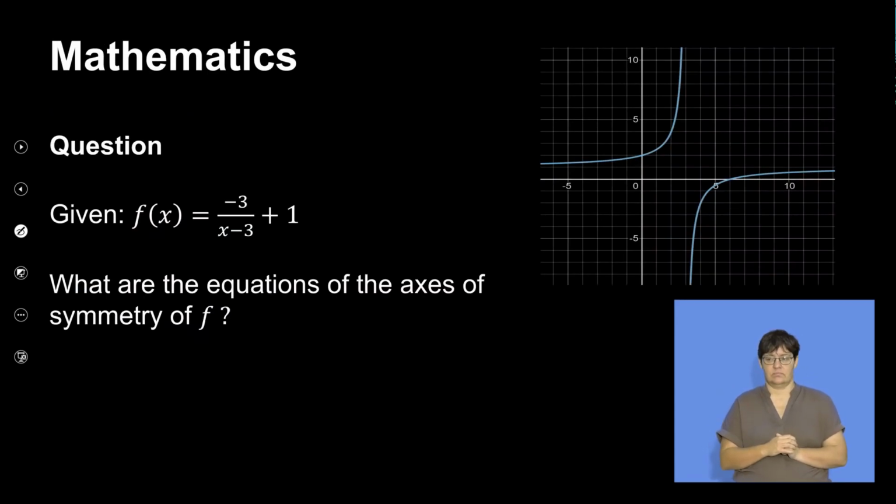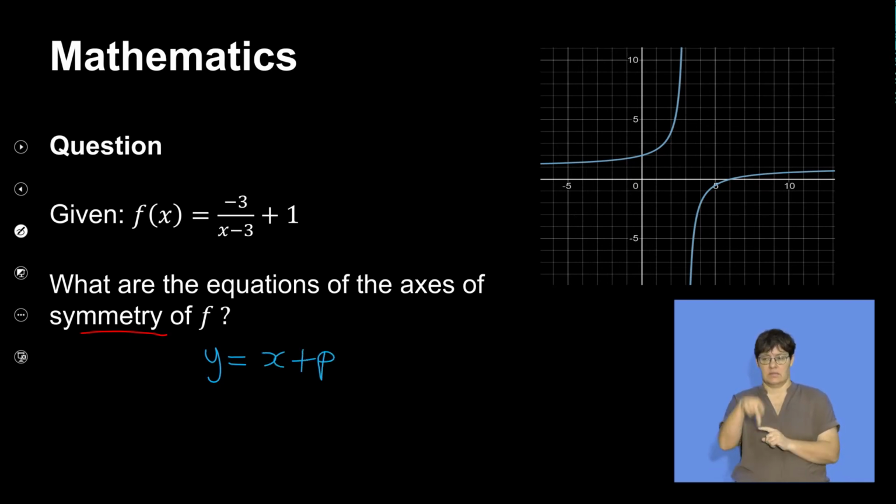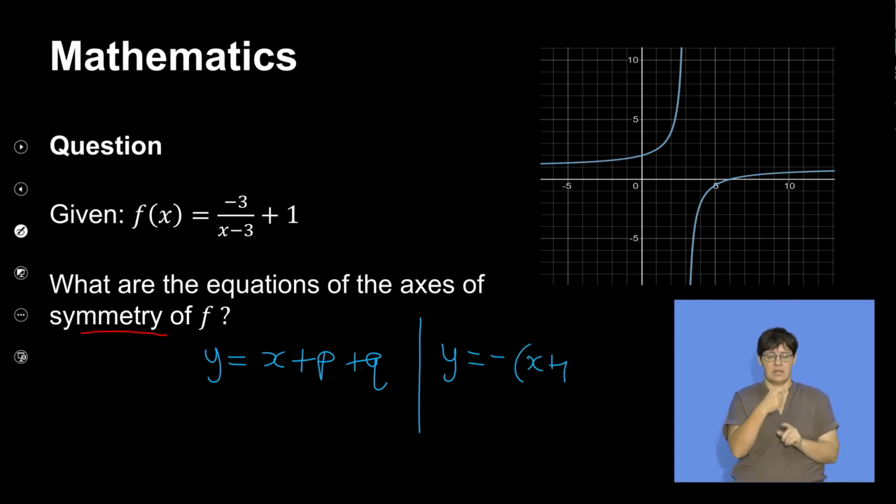And then what are the equations of the axis of symmetry? Remember, the axes of symmetry have to do with finding the lines that cut the graph into 2 halves. So we normally use y equals x plus p, plus q, right? That's the first one, and then the second one is normally y equals minus x plus p, plus q, right? So that's what you just need to look at there.